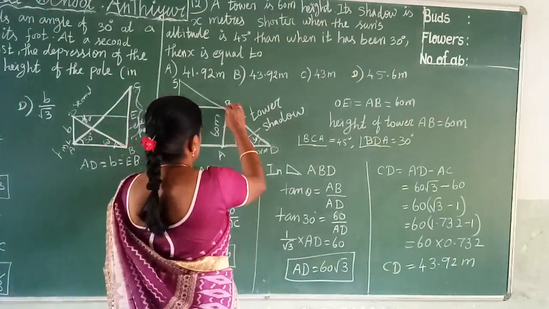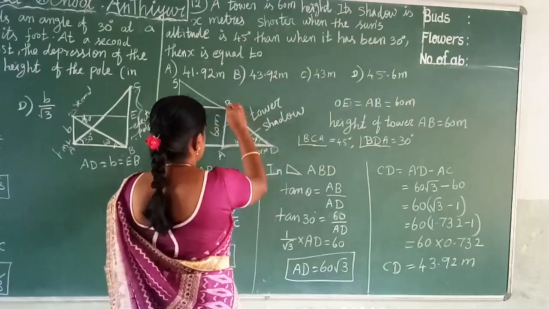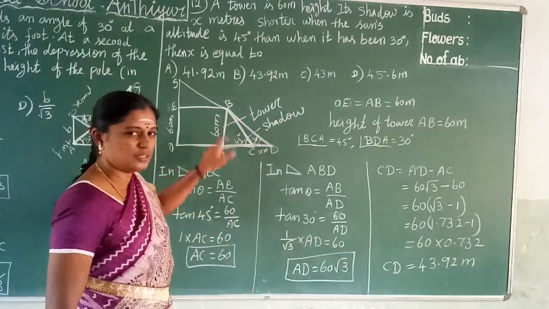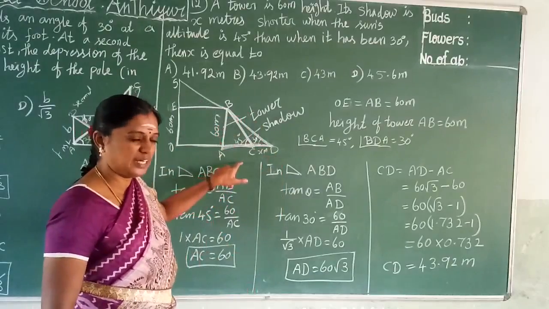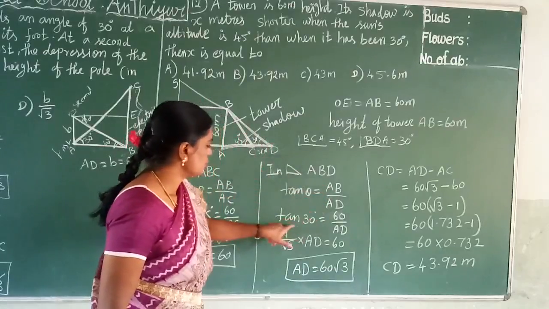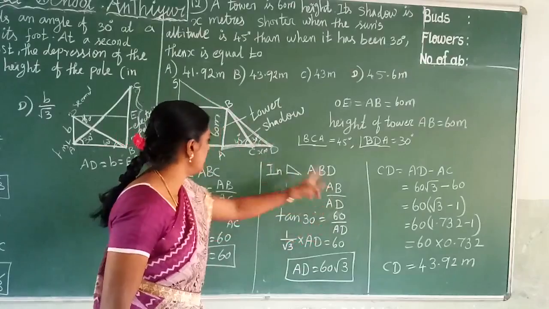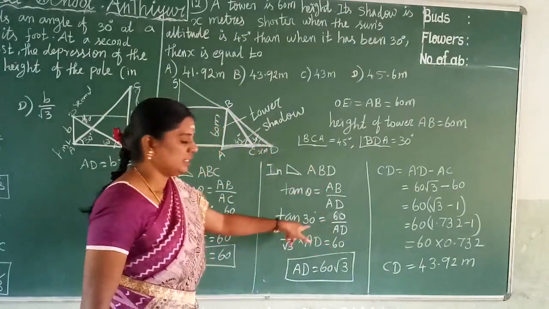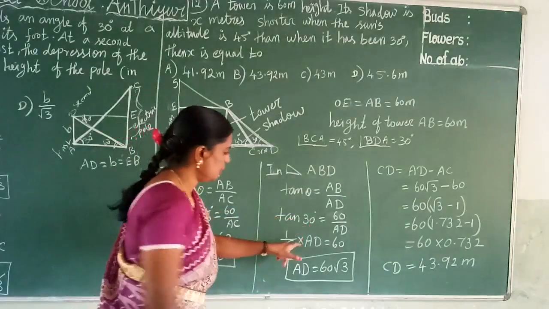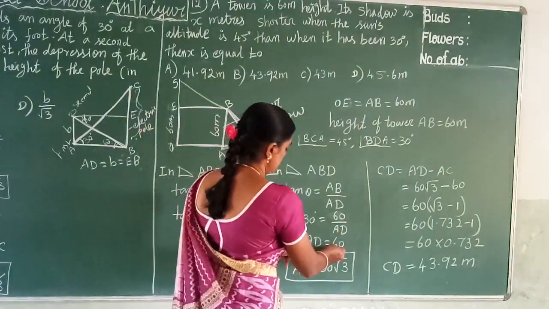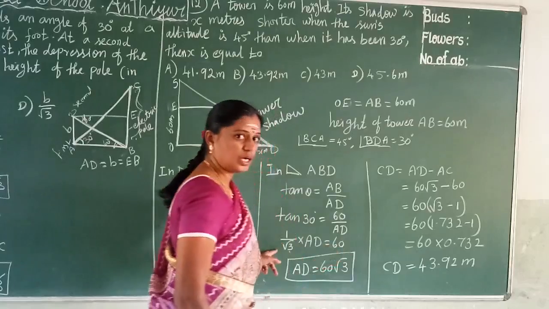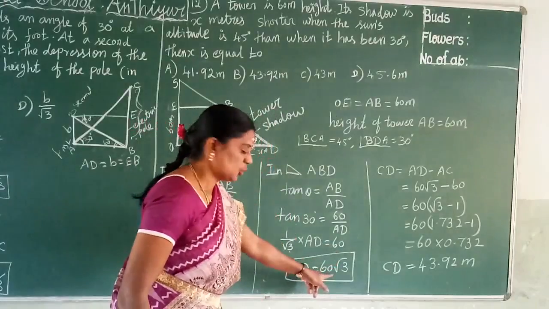Next choose triangle ABD. The same things. This one theta, this one opposite, this one adjacent. So same ratio tan. Tan theta is equal to AB opposite by adjacent. So tan 30 degree is equal to AB 60 by AD. Tan 30 degree table value 1 by root 3. 1 by root 3, cross multiply means AD equal to 60. So AD is equal to 60 denominator, come this side numerator. So 60 root 3.